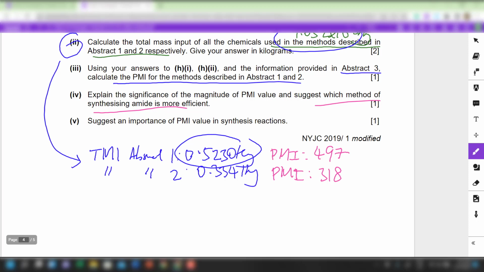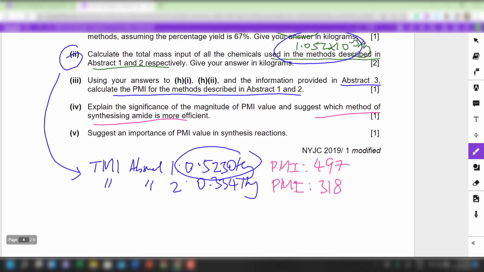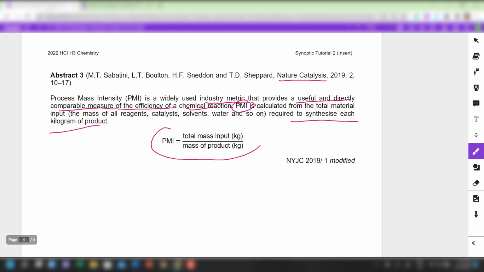So this PMI value is an indication to tell you how close the mass inputs into the system are to the mass output. Based on this, the lower the mass inputs, the better it is.